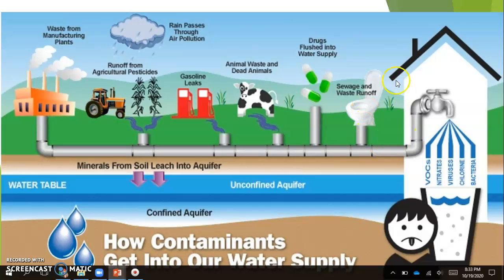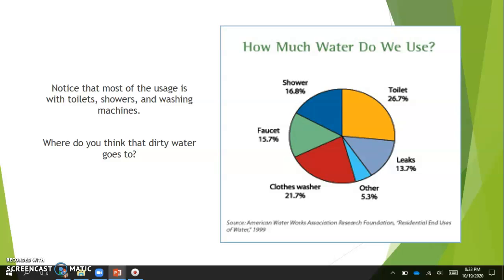So, when you use the toilet, that is a contaminant and it gets washed into the sewage system. Unless you live out in the country and you are not hooked up to the sewer, then it goes into something called a septic tank.